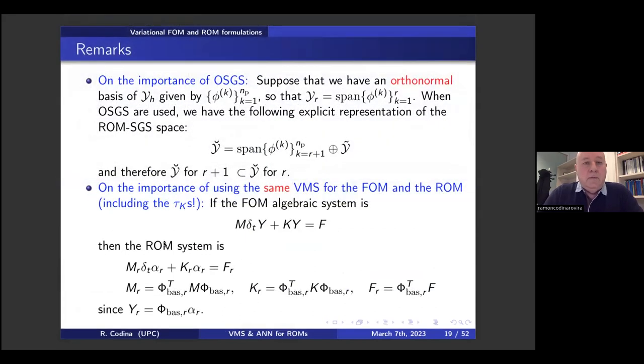Let me make a couple of remarks. First is about the importance of orthogonal subscales.